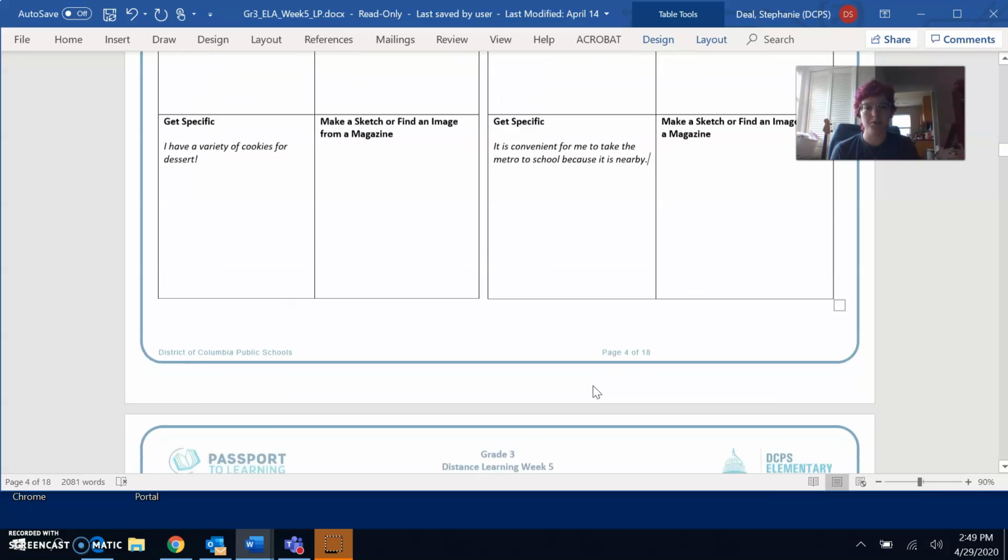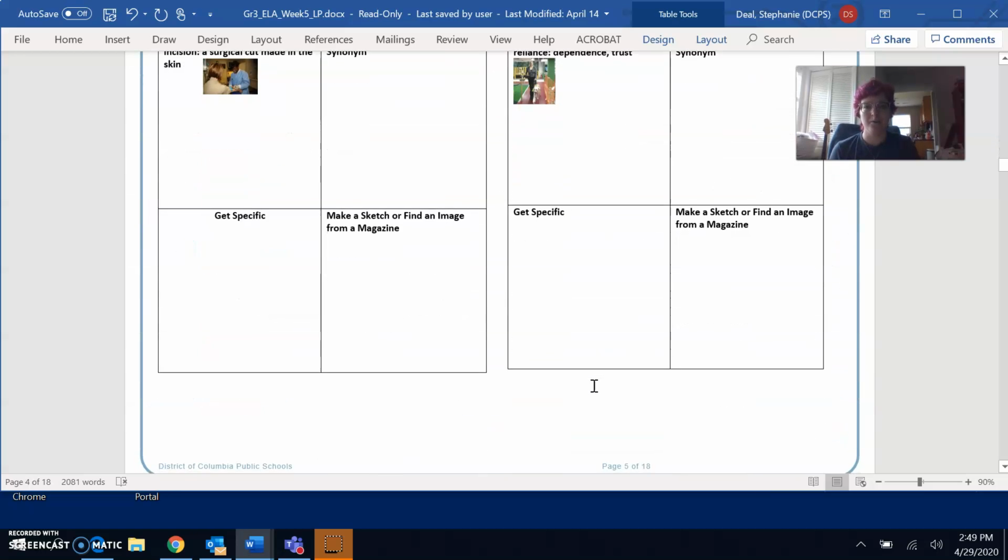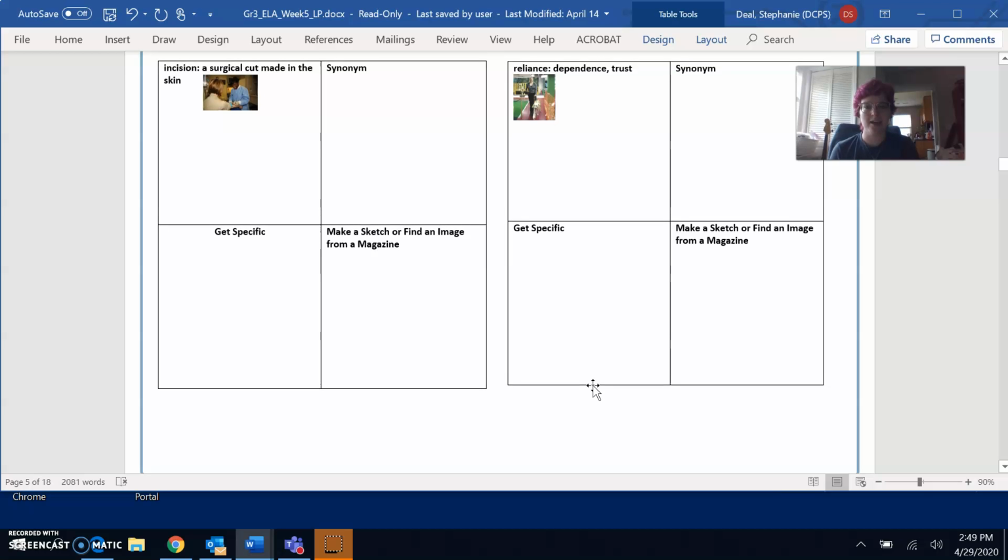So we will go to the next page for our last 2 words today, and then we'll be finished for day 1. So our next word is incision. Incision means a surgical cut made in the skin. So there's a small picture of a doctor making an incision on their patient. So my synonym for incision is cut. To make an incision is to cut into the skin.